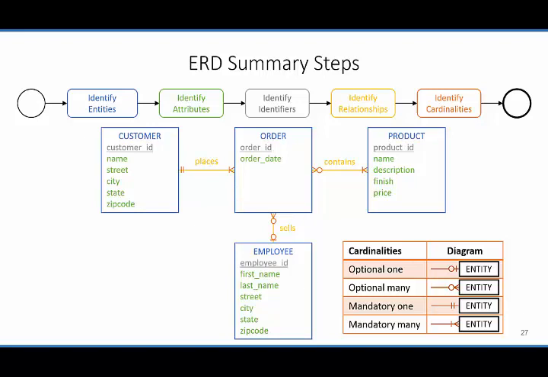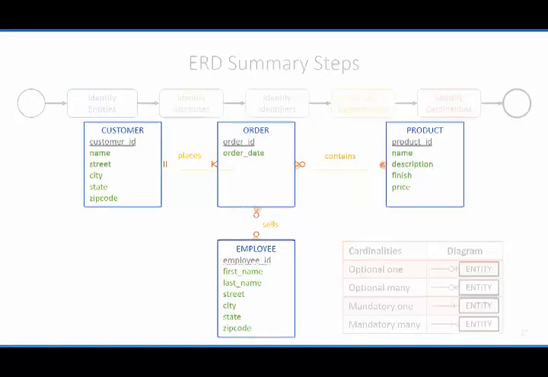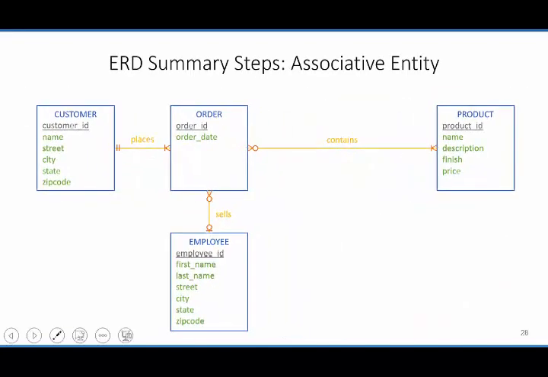Now if we take this a step further, we notice that we have a many-to-many relationship between order and product, which needs to be handled. So what we're going to do is create an associative entity that exists between these two entities. So I'm going to put order line in between these two entities. I'm going to then add the attributes of that relationship, such as order quantity.